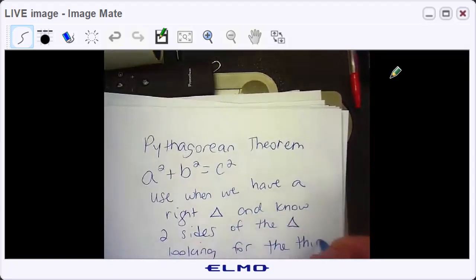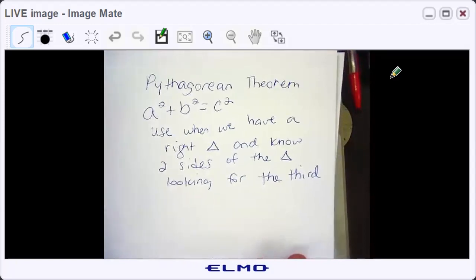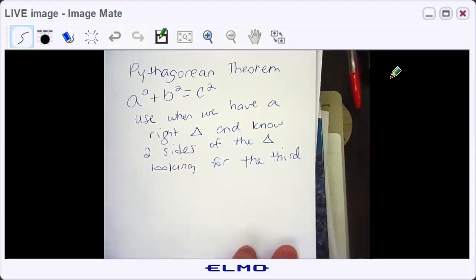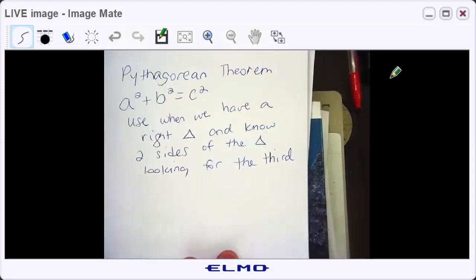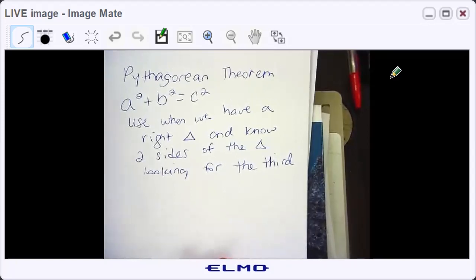You can use this in a right isosceles triangle if you only know one of the sides. But with any other kind of triangle, right scalene, it's the only other one, you have to know two sides. So if you only know one side and it's not a right isosceles triangle, then you'll have to go find trigonometry or another method.